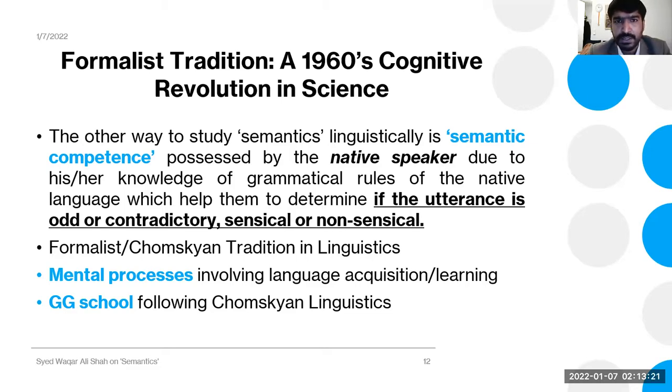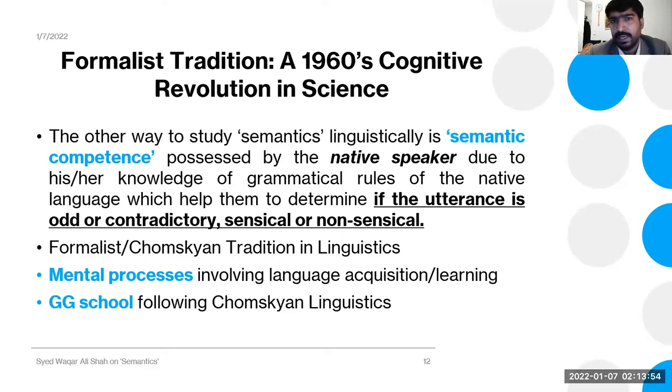So semantic competence is possessed by the native speakers, and therefore they can tell us whether a certain utterance is odd, is contradictory, is sensical, or is nonsensical. They can tell us, and therefore we need to look at those mental processes of the native speaker, how they acquire languages and how they produce languages. And since then you would see that a complete new school in linguistics appears, that's known as the generative grammar school.